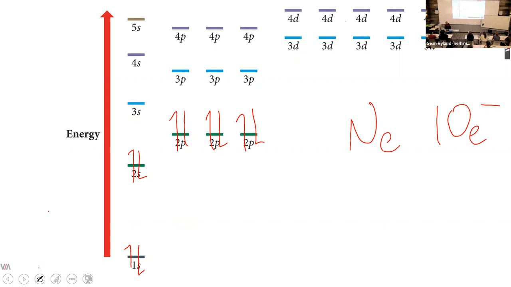And it gets to be a bit of a pain to write out this whole diagram every time you want to do this. So what we typically do is we use a shorthand that we call an electron configuration.